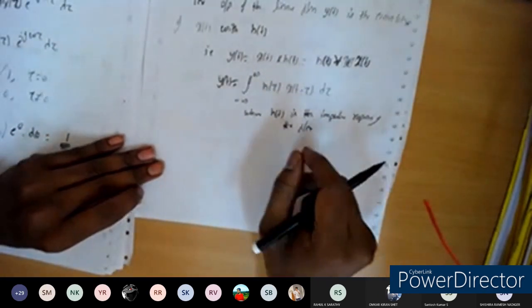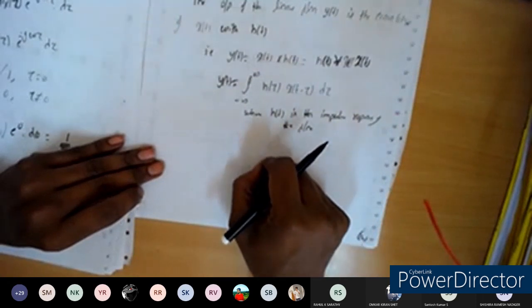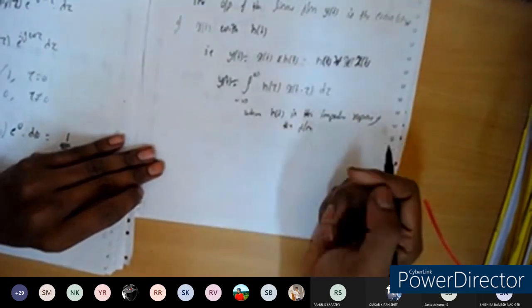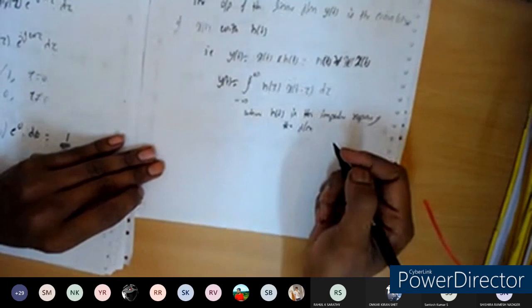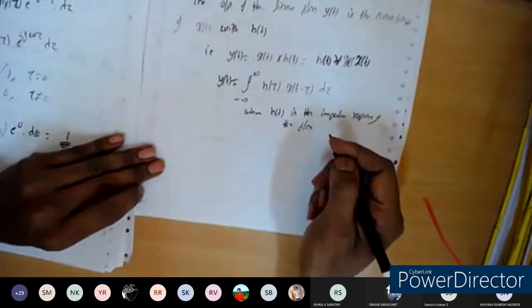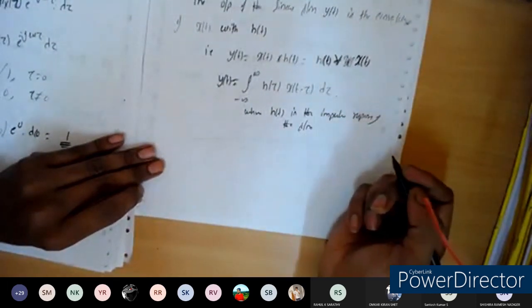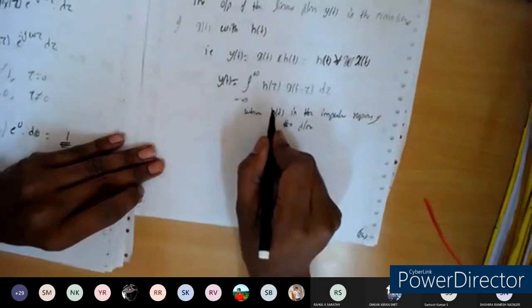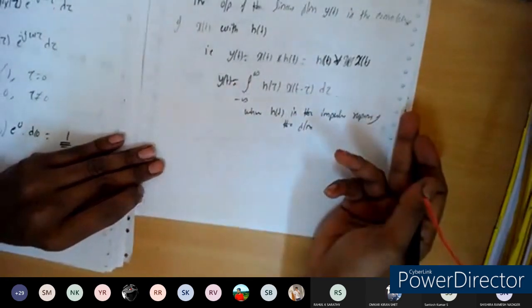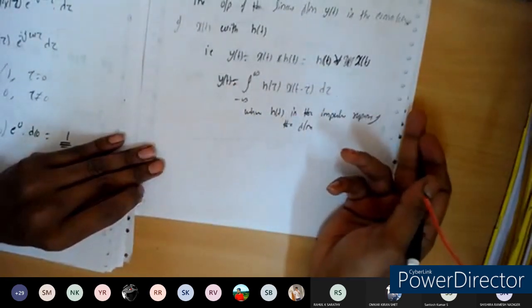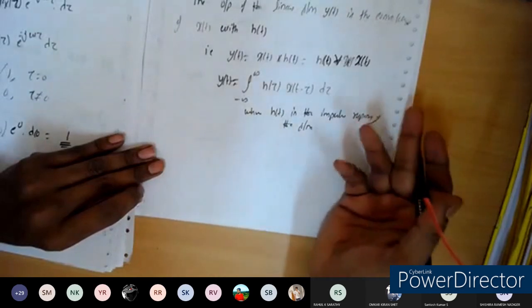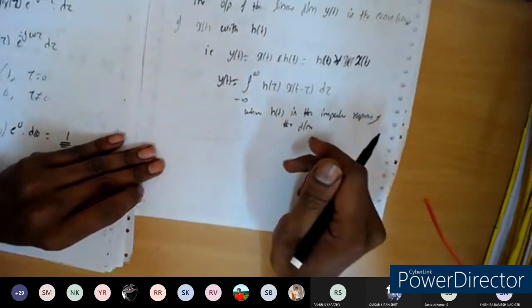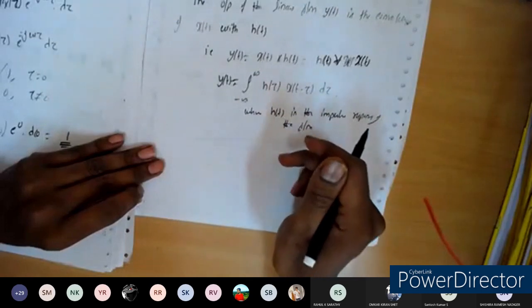Why? Because sometimes in the time domain we cannot obtain the solution; we get an infinite solution. In order to overcome that and get a finite solution, we take the Laplace transform so that the signal is converted from the time domain to the S domain. There we find the solution, and then we take the inverse Laplace transform to get back the solution in the time domain.